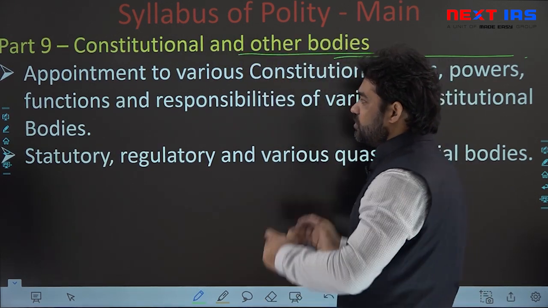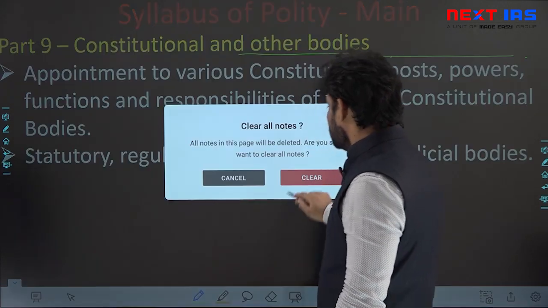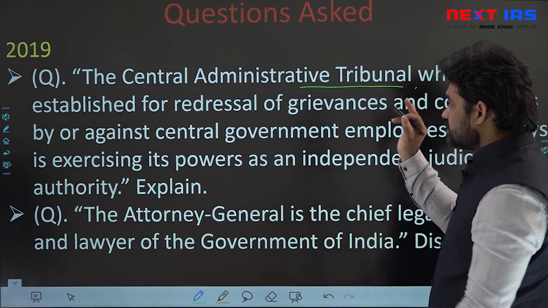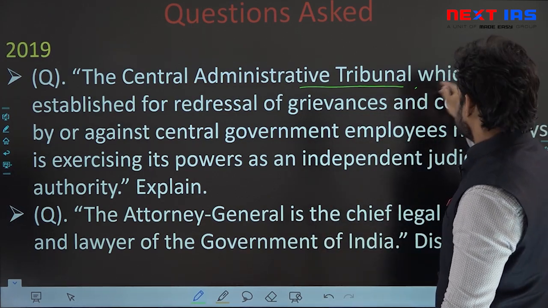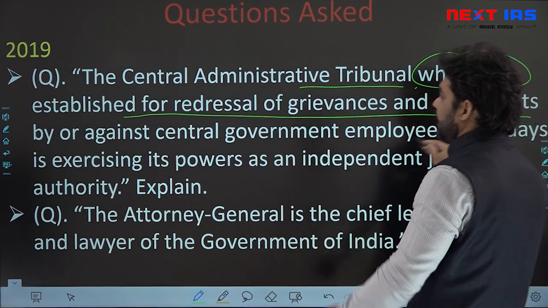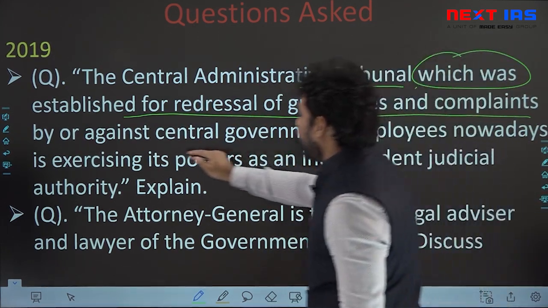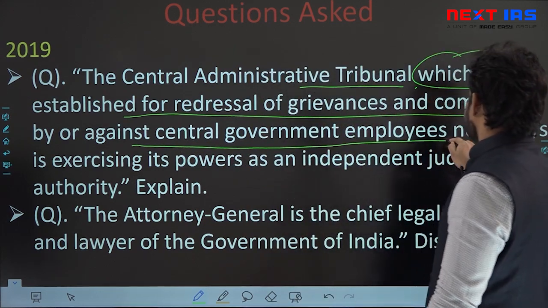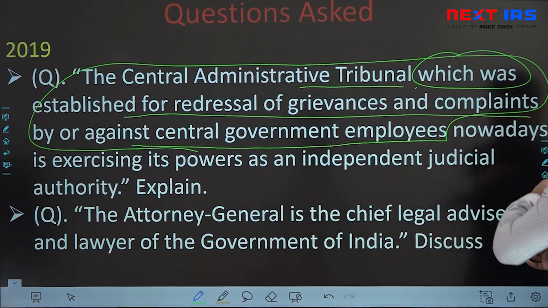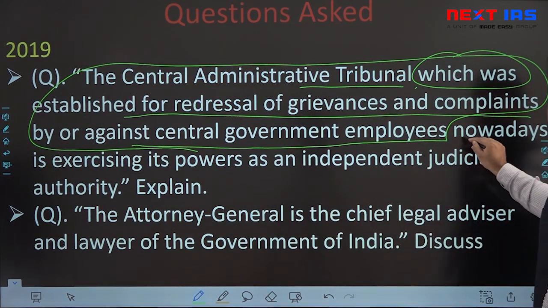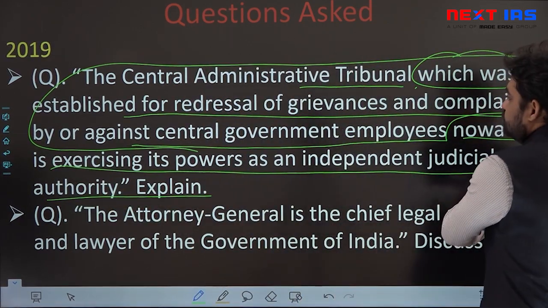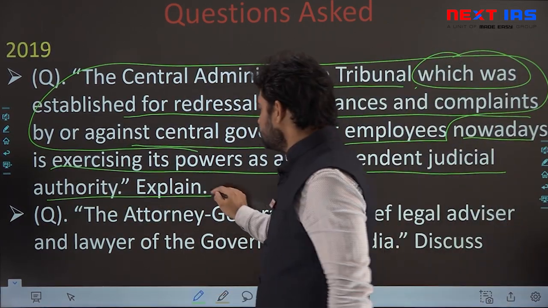Constitutional and other bodies. As I've already told you, in the prelims also the questions keep coming. For example, last year, if you see the question that was related to the CAT, again see the question: the Central Administrative Tribunal, which was established for redressal of grievances and complaints by or against central government employees. This is one part. But the second part of the question is more important: nowadays it is exercising its power as an independent judicial authority. Explain. So you have to explain this.